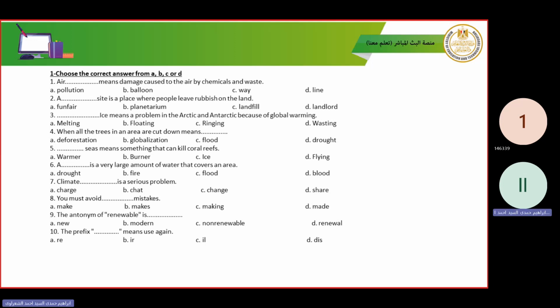Number seven, climate dots is a serious problem. Climate charge, climate chat, climate change, or climate share. Number eight, you must avoid dots mistakes. Make, makes, making, made. Number nine, the antonym of renewable is new, modern, non-renewable, renewal. And number 10, the prefix dots means use again. Re, il, dis. Okay, we have here 10 questions and try to think of answers to them, and I'll give you just a few seconds to take down your notes and write down your answers.